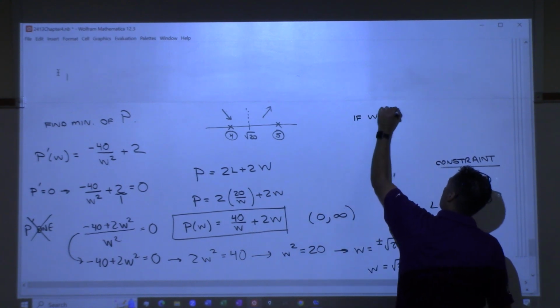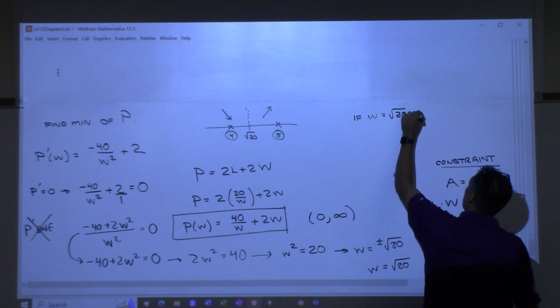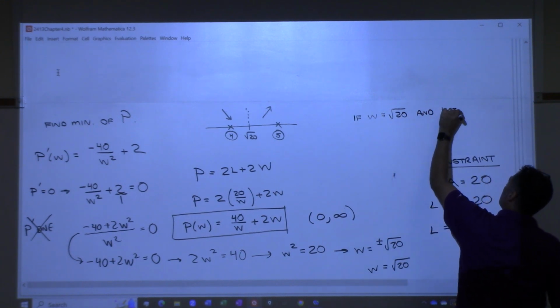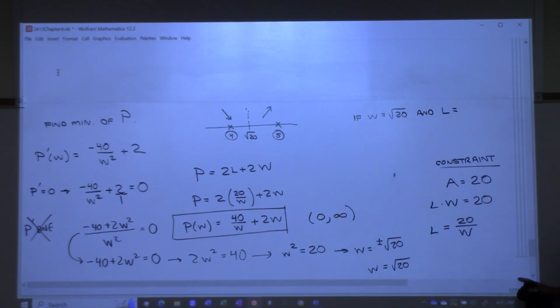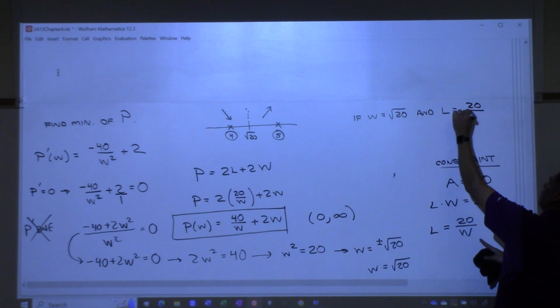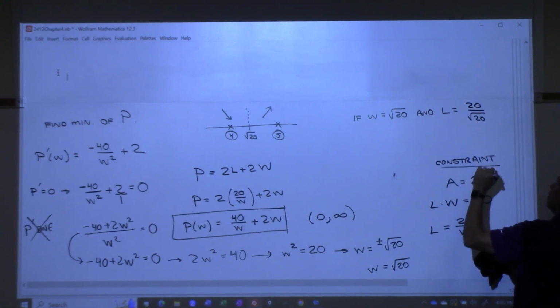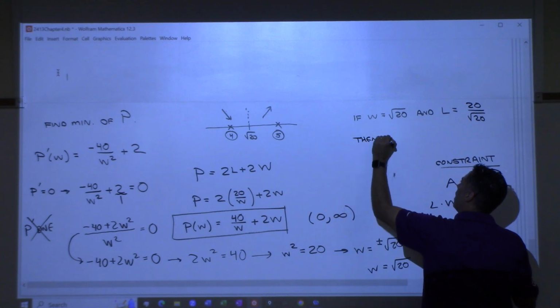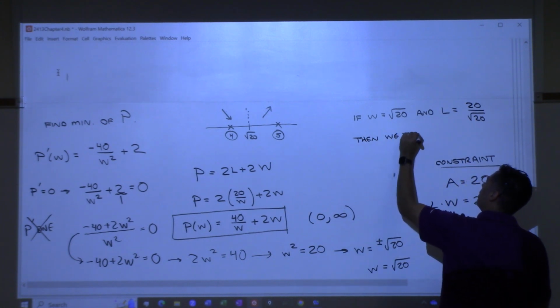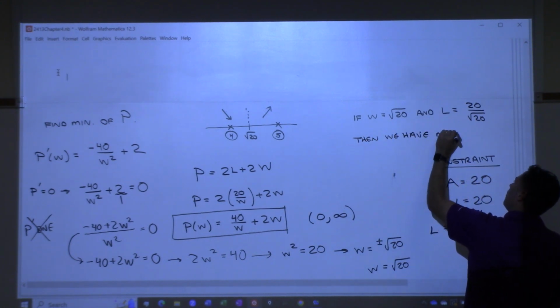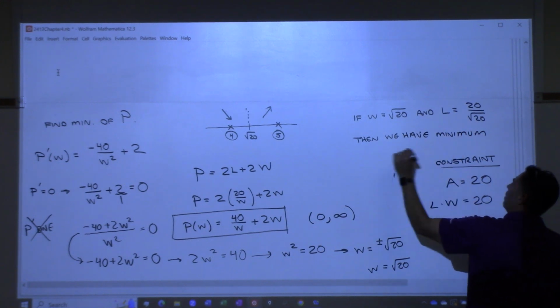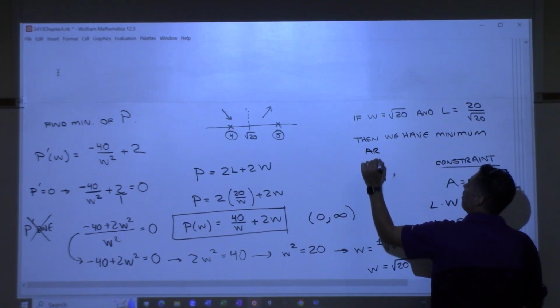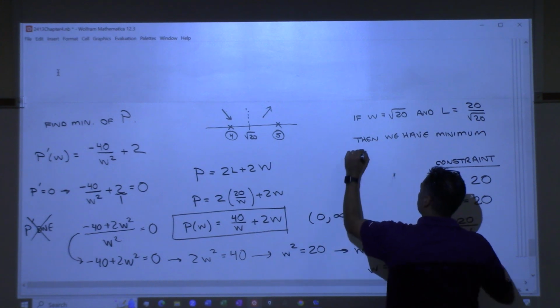So if W equals the square root of 20, where do you get L from? L is this, right? It's 20 over root 20. Then we have the minimum area. No, sorry, minimum perimeter. What am I saying? Perimeter.